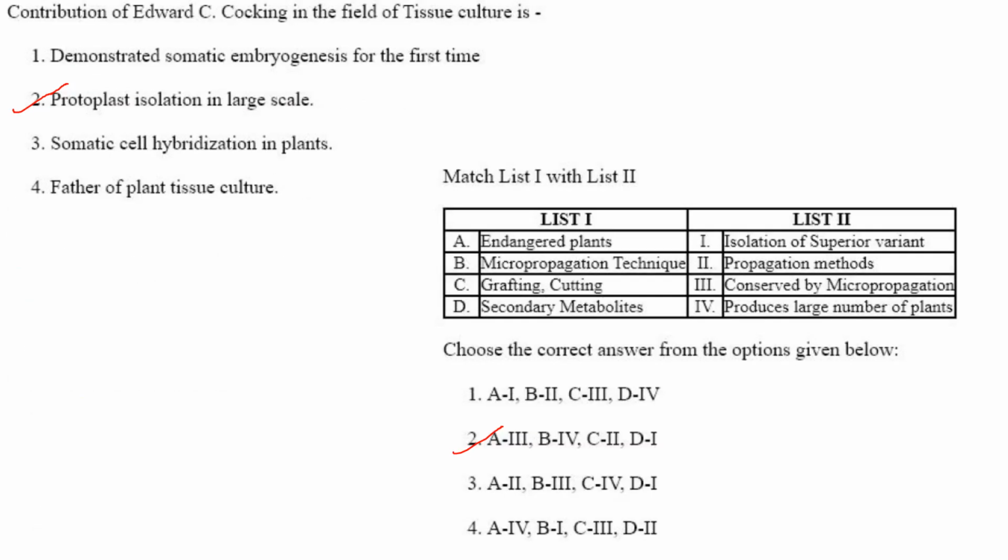Next one. Contribution of Edward C. Cocking in the field of tissue culture: protoplast isolation. Answer is option 2, protoplast isolation in large scale.